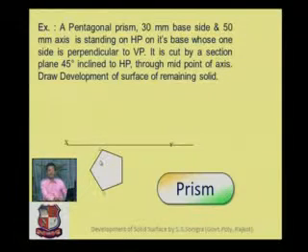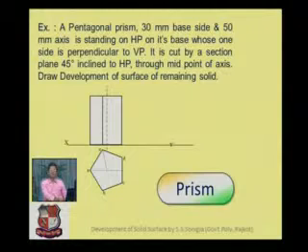Now its front view would be: first locate all these points, find out its axis and draw its front view, taking height equal to 50 mm, and at a height of 50 mm draw a rectangle. 5 sides are there. Here sides B and E are in line over here, and this is the axis of this prism.